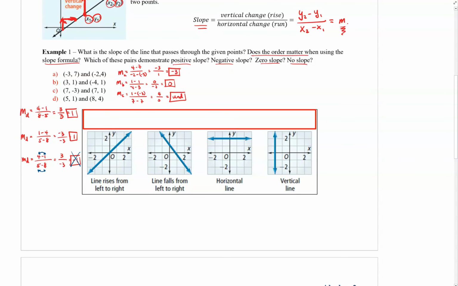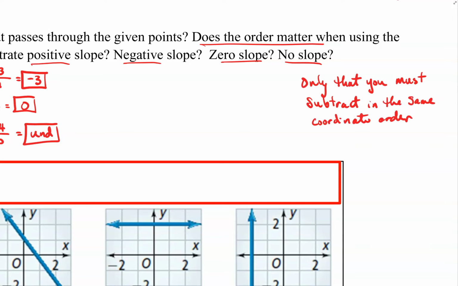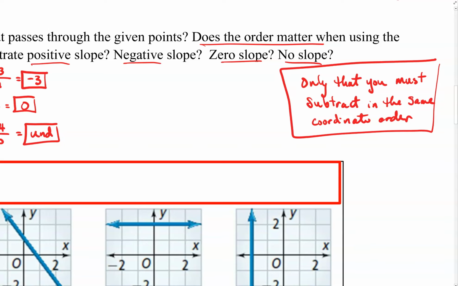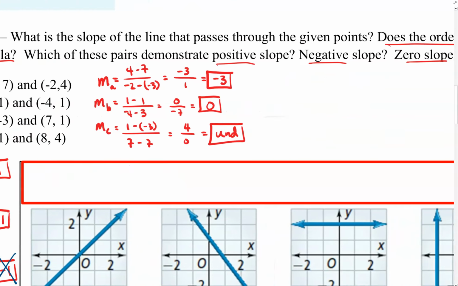So, does order matter? I would say not too specifically. I would say it this way: it only matters in that you must subtract in the same coordinate order. If you pick from this first coordinate and then subtract the second coordinate, that's okay. If you pick the second one and then subtract the first, that's okay. But you don't want to mix and match within the x and y components of each coordinate.